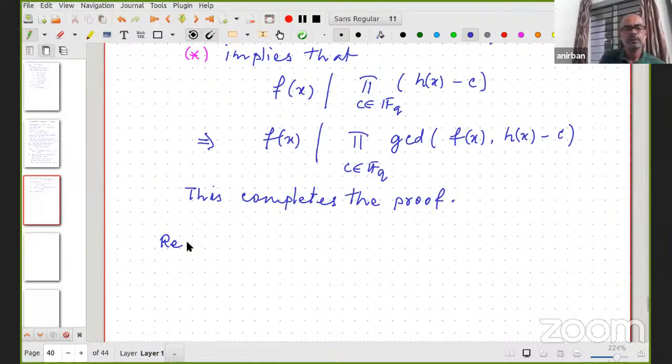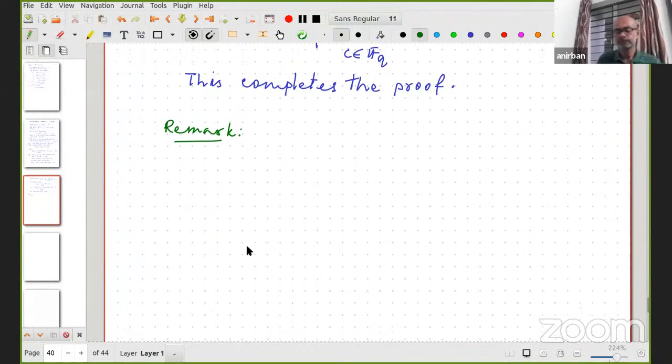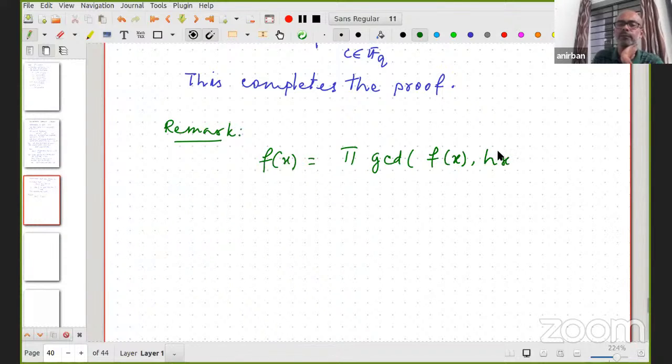Now let's think about this. Let me change the color. So, remark. What we have now looks like a factorization. It is a factorization, but the problem is it might become trivial. It might simply give you f(x) equal to f(x) into 1. One factor is f(x) and all other GCDs are 1, and only one GCD is exactly f(x). That's possible.